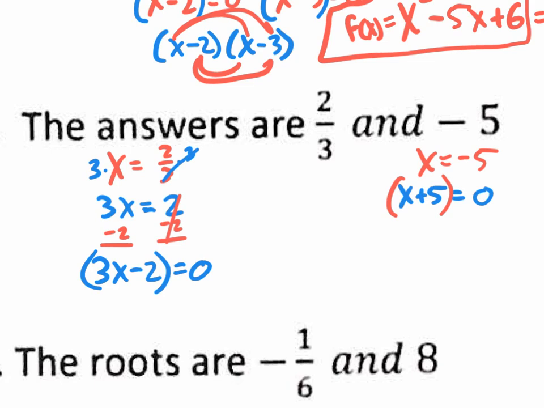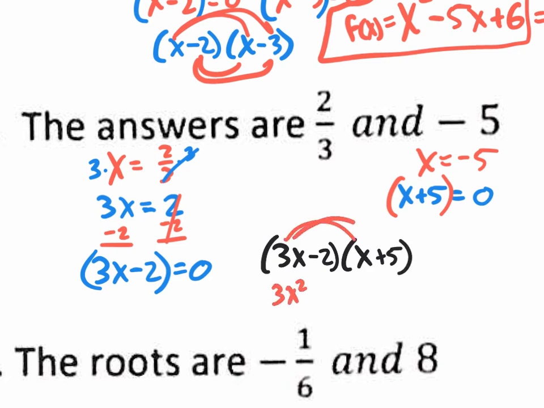So now let's put both of these binomials together and multiply them to get our quadratic trinomial that if we were to solve would give us these two answers. So let's put them together. We have 3x minus 2 times x plus 5. Let's distribute. 3x times x is 3x squared. 3x times 5, 15x. Negative 2 times x, negative 2x. Negative 2 times 5 is negative 10.